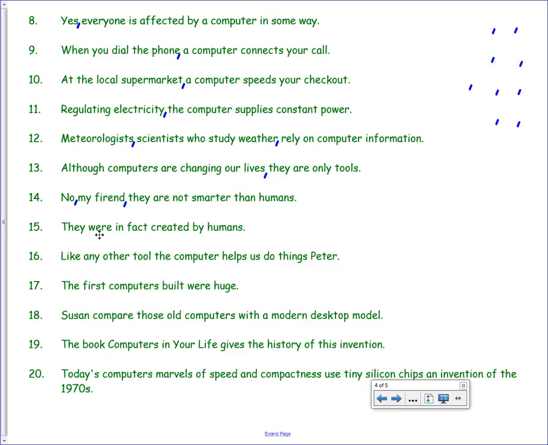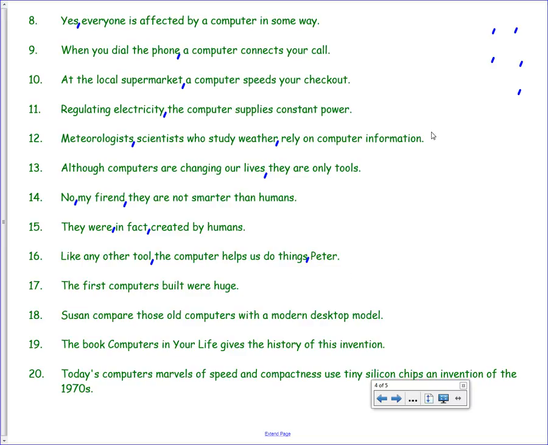They were, comma, in fact, comma, created by humans. They were created, in fact, they were created by humans. Like any other tool, comma, the computer helps us to do things, comma, Peter, noun in direct address. The computer helps us do things can stand by itself.